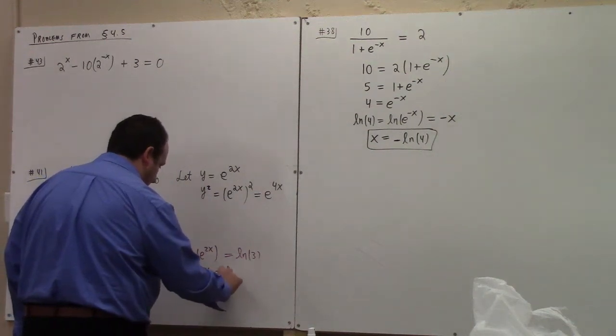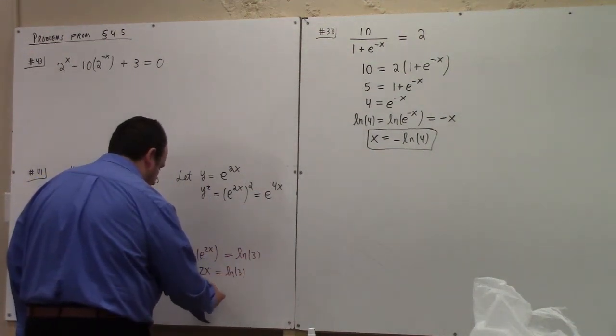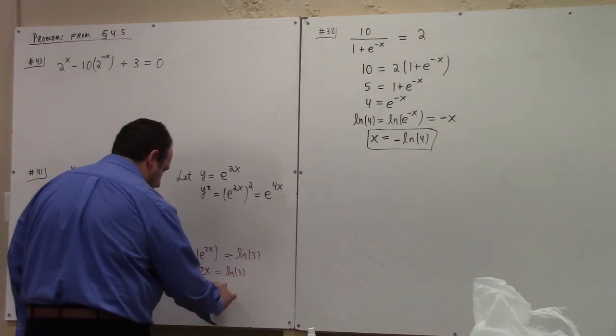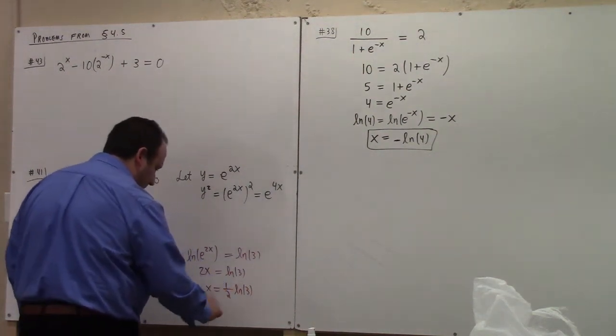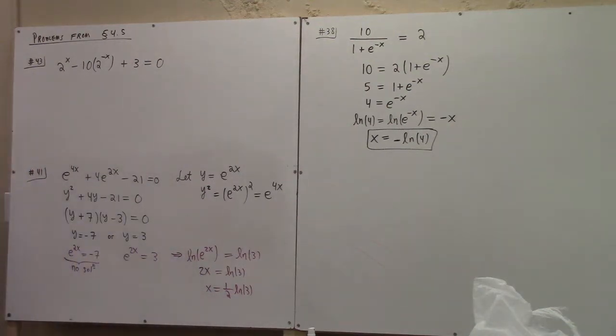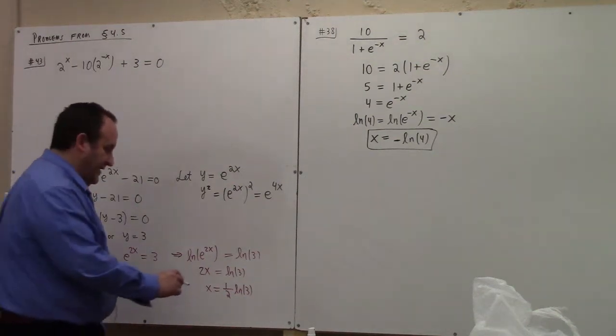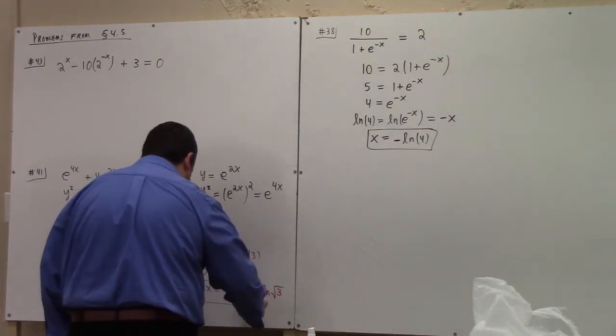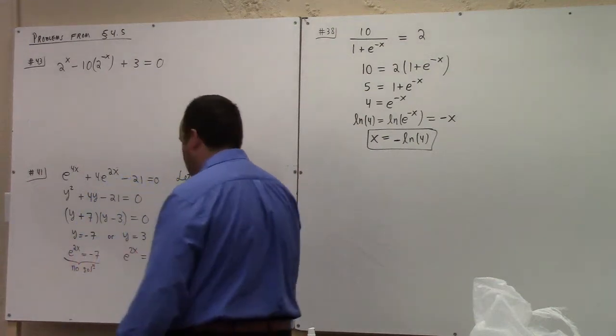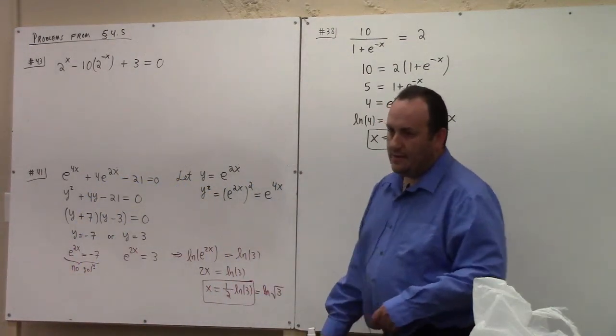So what's the answer? X equals what? 1/2 log 3, right? Of course, you could also write that as the natural log of the square root of 3 if you wanted, right? Because we can pull a half in and make it into a square root. But anyway, log 3 over 2 is a fine answer by me.